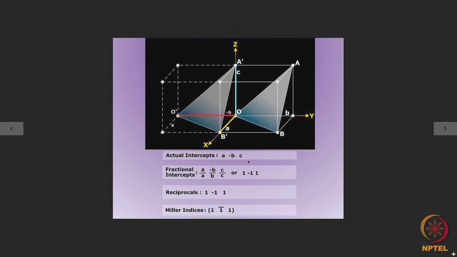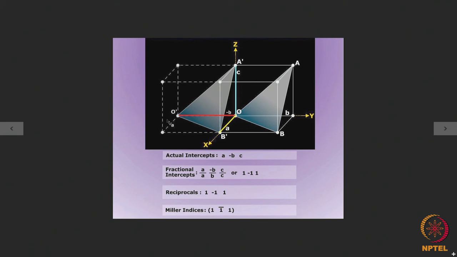So, in order to get the fractional intercepts, we divide these numbers by the corresponding lattice parameters, and we get the values 1, minus 1, 1. So, the reciprocals of these numbers are again 1, minus 1, 1. So, the Miller indices are written by writing these numbers within first bracket. Normally, the minus sign is written on top of the number. So, it becomes 1 bar 1 1. So, this plane has got the Miller indices 1 bar 1 1.